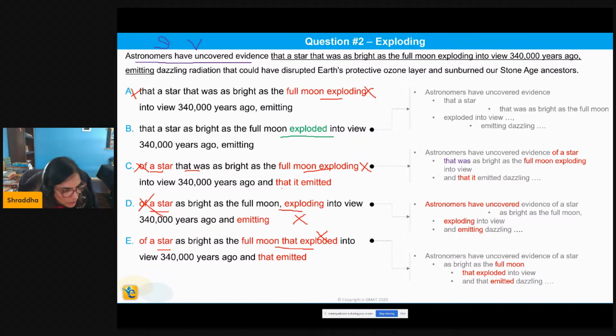Jaideep, I think you have a question. In E, that exploded and that emitted is referring to moon or star? It is referring to moon. See, that we have that, right? It's a noun modifier which modifies the preceding noun. So, preceding noun is full moon. So, it is talking about full moon. So, it's wrong. Okay.